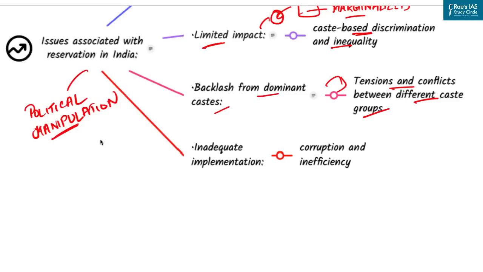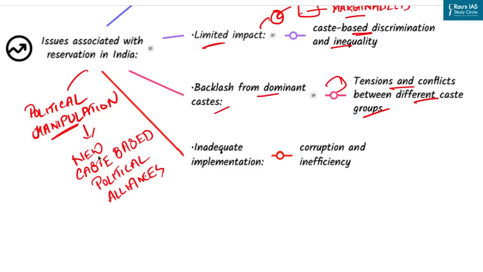Another important issue is political manipulation, and this is quite important. Reservation policies have been used by political parties as a tool to gain votes and maintain power, and this has led to the creation of new caste-based political alliances and the use of reservation quotas as a bargaining chip in electoral politics.